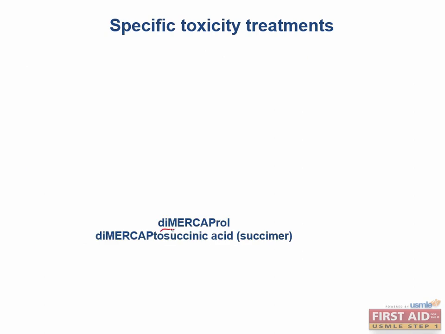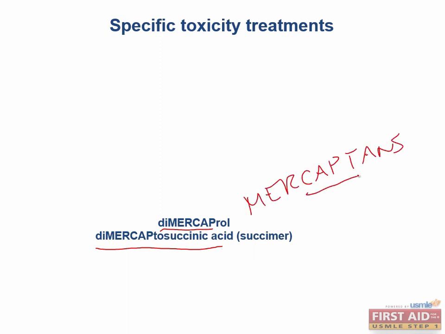So dimercaprol and dimercaptosuccinic acid, also known as succimer, these are mercaptans. They were literally named and designed to capture mercury. So these are great for binding mercury. They can also be used to chelate arsenic, gold, and lead.